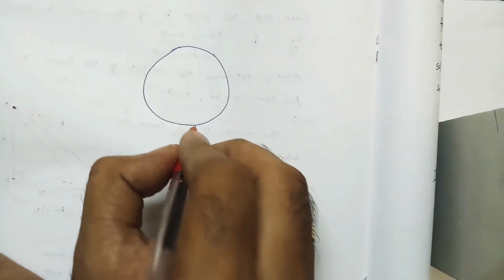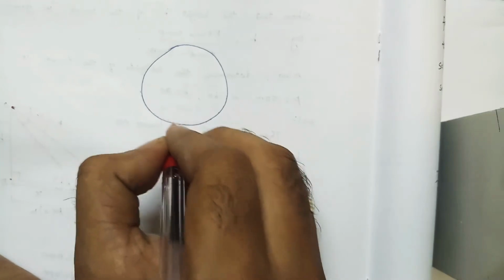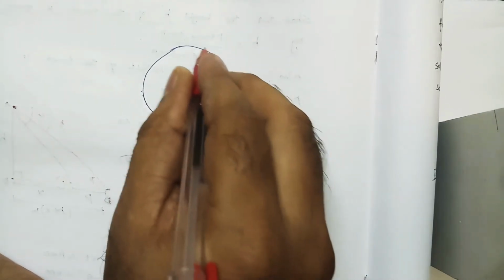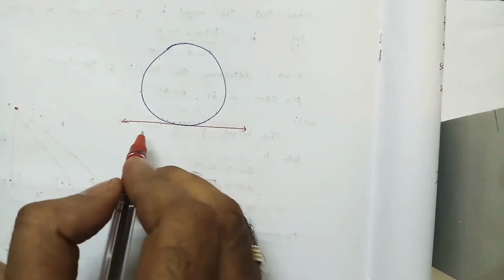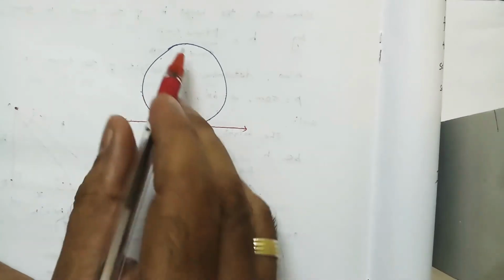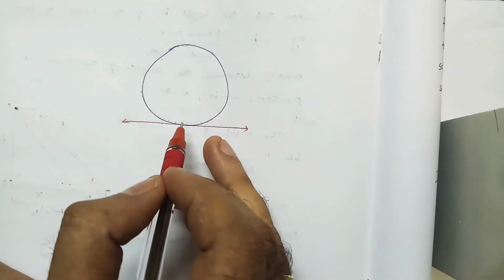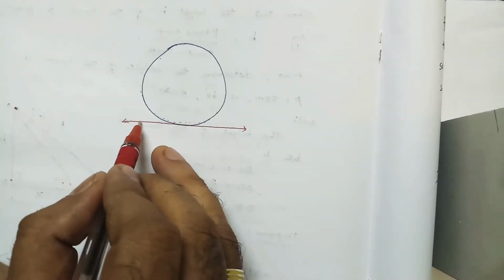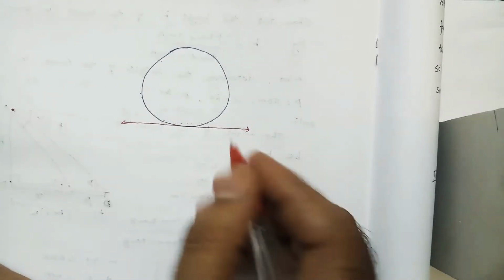In a circle we have an infinite number of points on the circumference of the circle. And there are infinite number of points on a line also. Infinite number of points on the circle, and infinite number of points on the line.